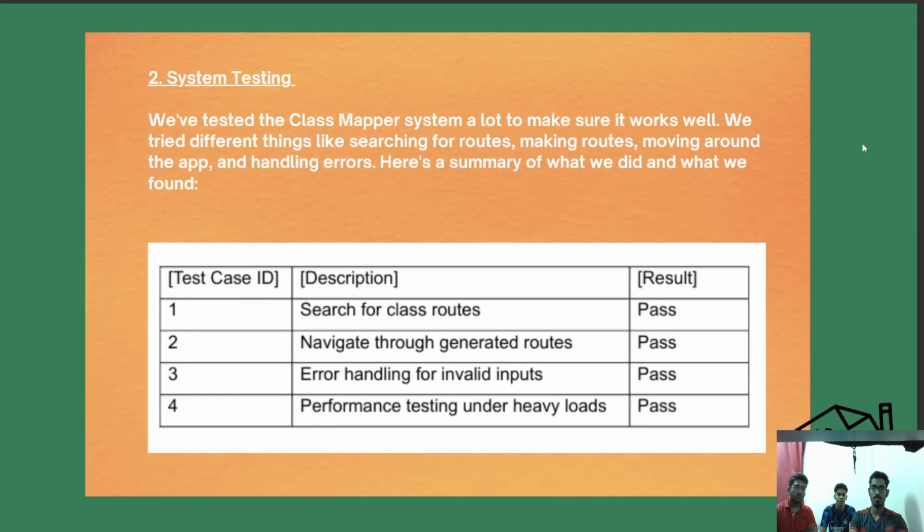Then we have system testing. So we've tested the Class Mapper system a lot to make sure it works well. We tried different things like searching for routes, making routes, moving around the app, and handling errors. So here's a summary of what we did and what we found.